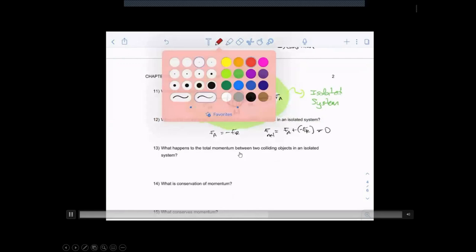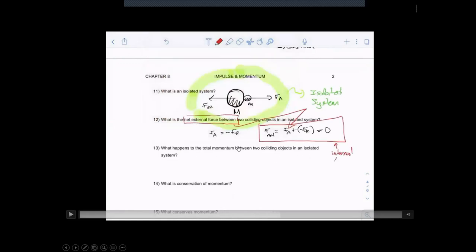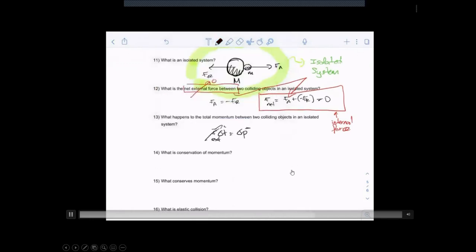And what happens to the total momentum between two colliding objects in an isolated system? Well, the total momentum between two colliding objects within an isolated system is going to remain constant because there's no external force acting on an isolated system. The only forces are internal forces. The internal forces add up to zero, so there's no net external force acting on the isolated system. As a result, the momentum remains constant. The net momentum of a system is going to remain constant.